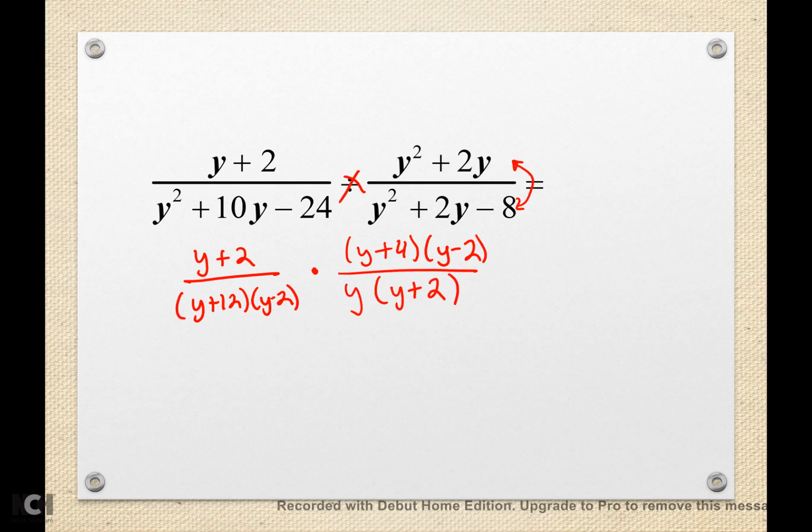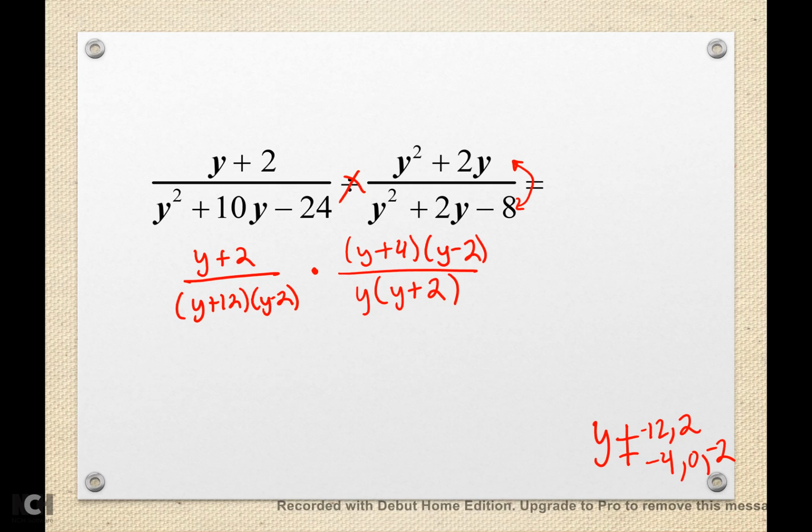Check it out. We got some new restrictions. I'm just going to go ahead and start including restrictions, man. Y can't be negative 12, positive 2. We said it couldn't be negative 4 because of this factor that was at the bottom initially. Oh, we got some new ones. Y can't be 0. And y can't be negative 2. We're always going to have to include restrictions. So the moment you get some factors in your denominator, go ahead and start listing them at the end.